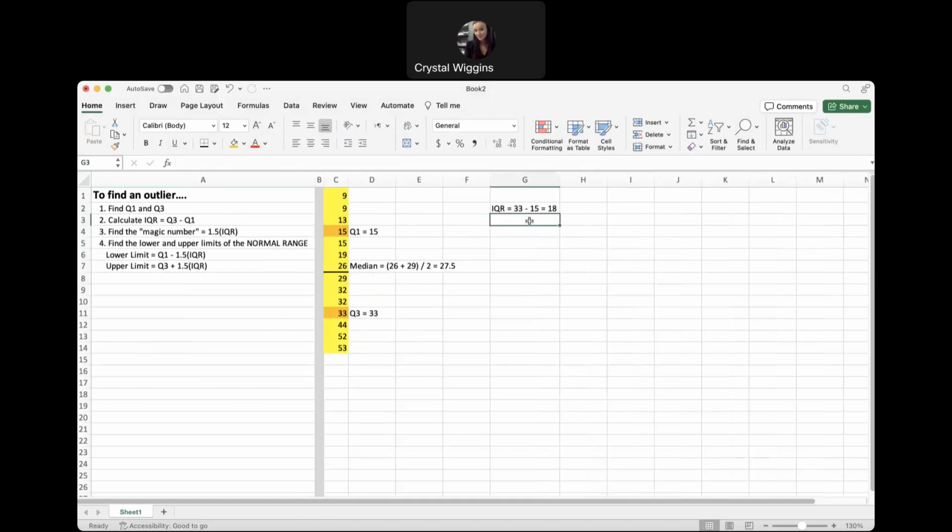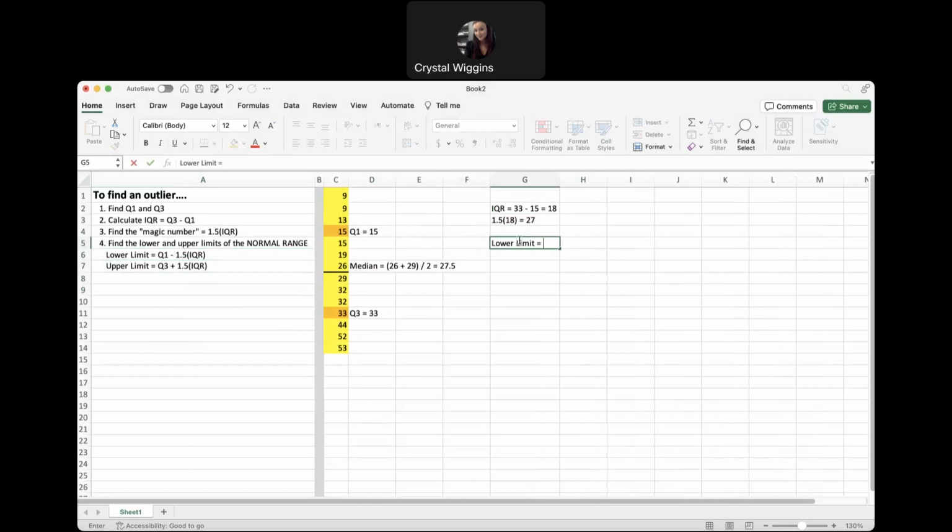Next up, we want to calculate our magic number. So we are going to multiply 1.5 times 18. Okay, so we enter this into our calculator, 1.5 times 18, and I get 27. So my magic number is 27. That is what I need to subtract from Q1 to get the lower limit and add to Q3 to get the upper limit. So let's do that now.